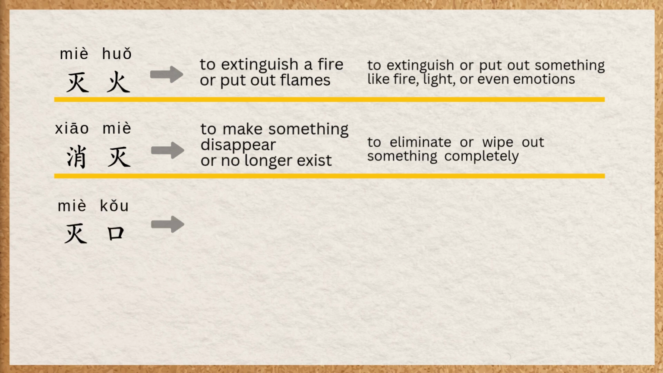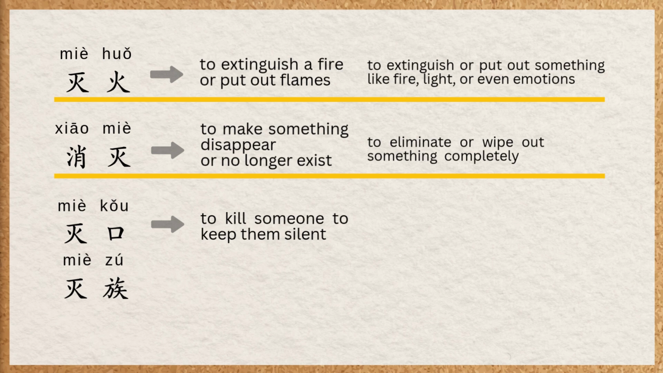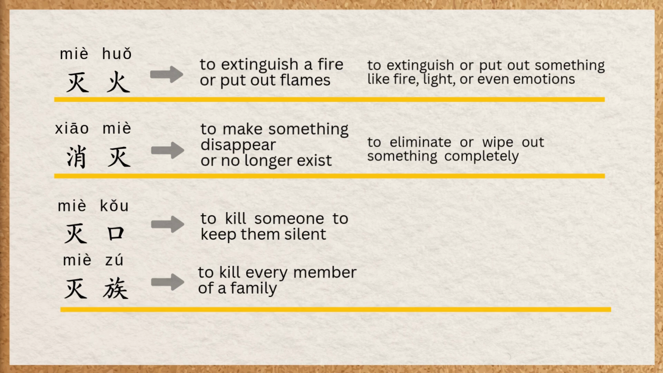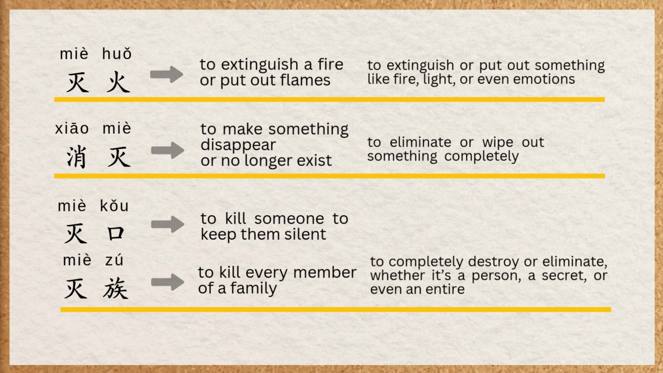灭口 means to kill someone to keep them silent. 灭族 refers to kill every member of a family, a punishment that was used in ancient times. Here, the character Mia means to completely destroy or eliminate, whether it's a person, a secret, or even an entire lineage. Let's practice reading this character.